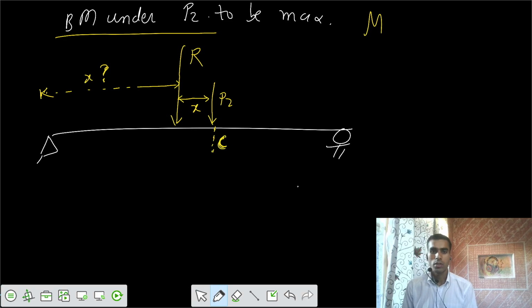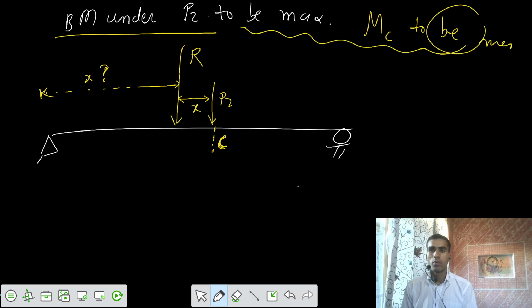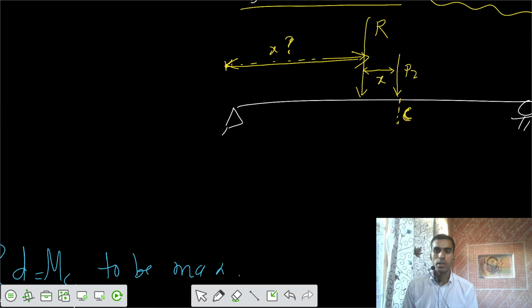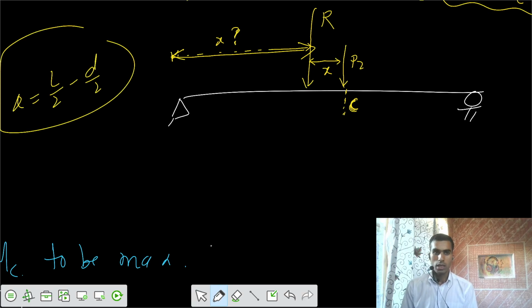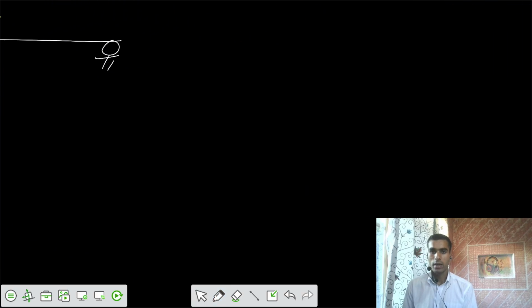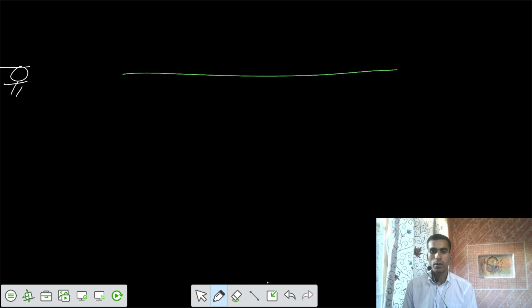Now this is our C. So the moment at C, the moment under the point load, should be maximum. Then we differentiate with respect to X, and we get the condition that the value of X should be L by 2 minus D by 2. What is L by 2 actually? If I try to show that on the beam itself, what is the value of L by 2? Let's make that diagram.